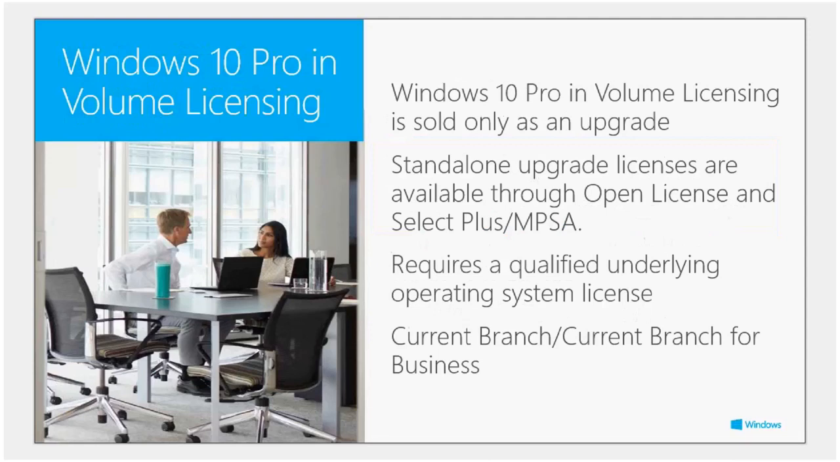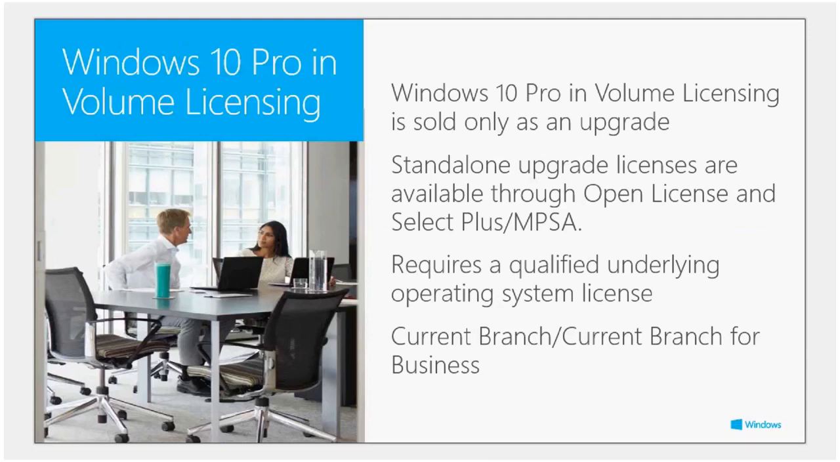Windows 10 Pro in volume licensing is only an upgrade license. That means that a device receiving the volume license Pro upgrade does have a qualified underlying operating system. The Pro upgrade provides options to current branch or the current branch for business, and the upgrade licensing can be purchased through Open License, Select Plus, and MPSA.